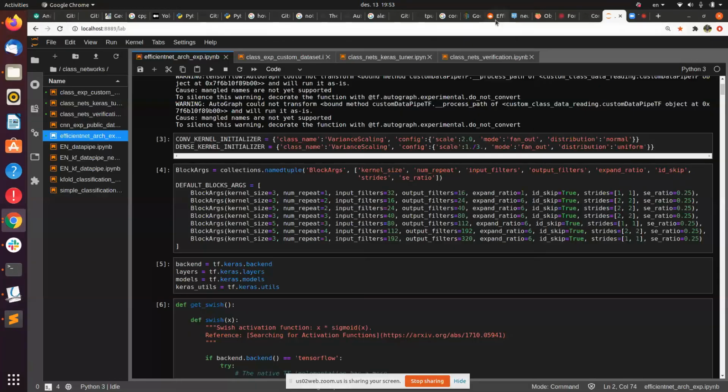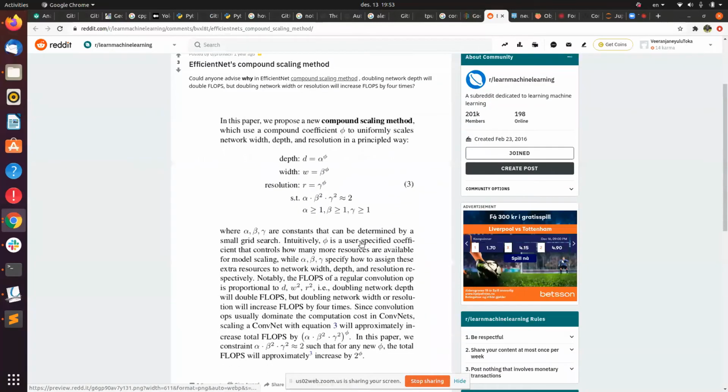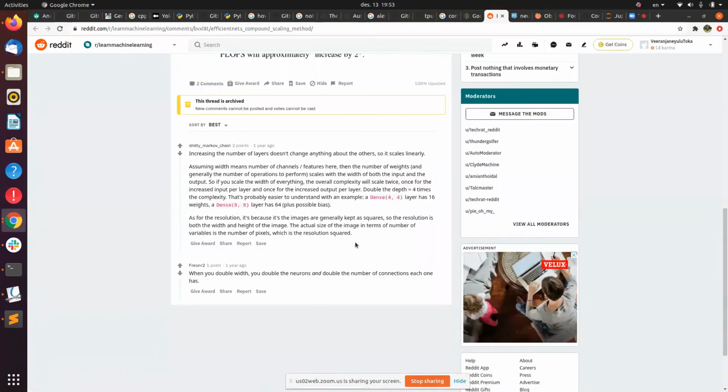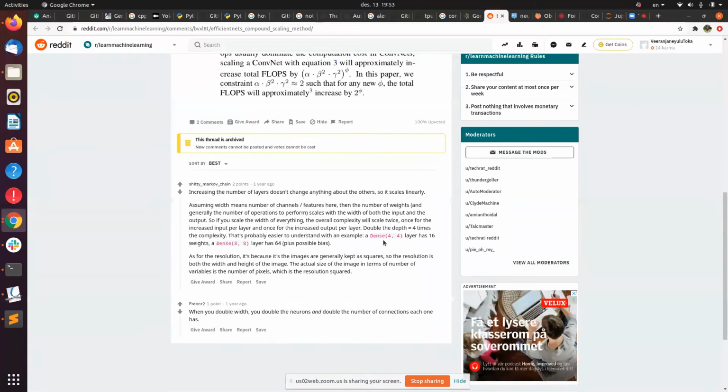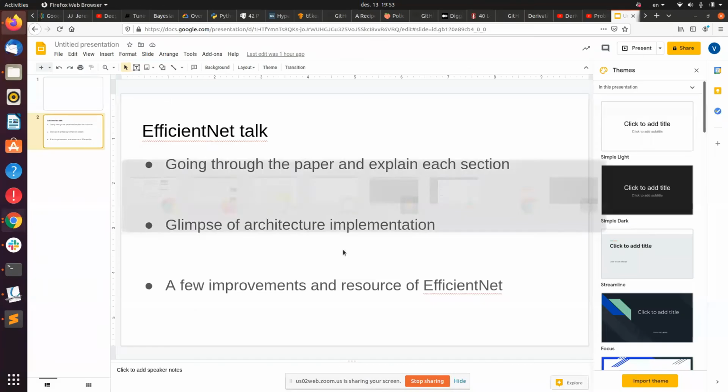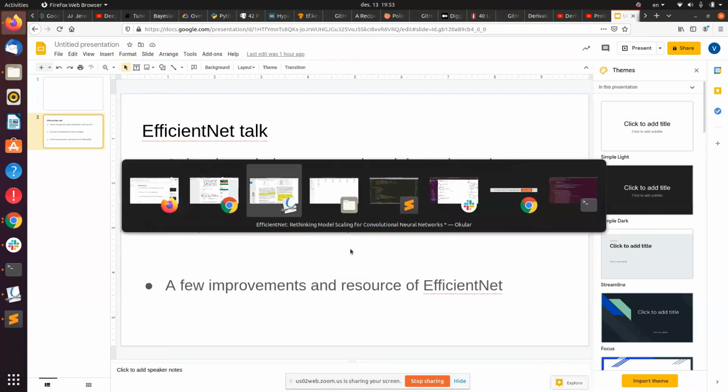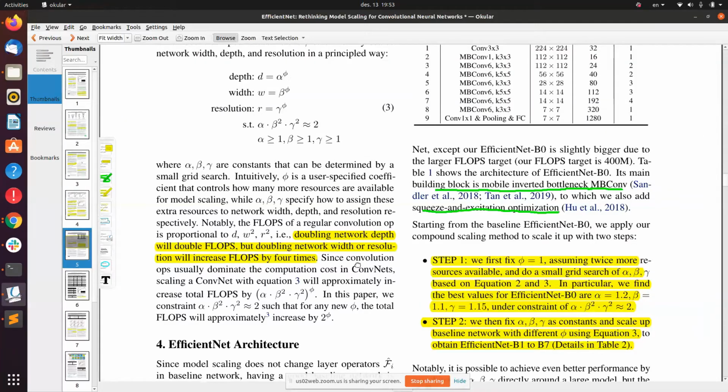I have a reference here, a Reddit post, where I found the same logic we are talking about here. The simple example is if you take a dense layer: if you build a 4x4, it needs 16 weights, but if you make it 8x8, it needs 64. So we can take that dense layer as an example. Yeah, that's a good point. I thought of mentioning it, but I forgot it actually.